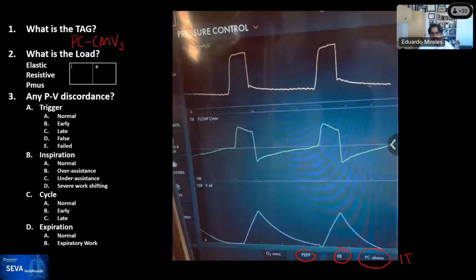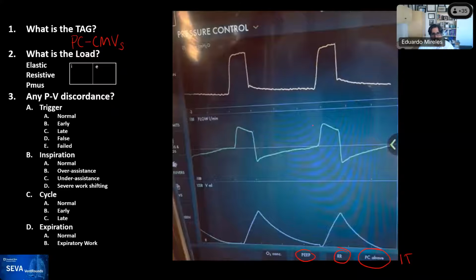In these two waveforms that we have currently, there are a couple of hints that you may recognize. First, we don't see any patient muscle activity, at least on the triggering, either in the PMUS or in the pressure or on the flow waveform.